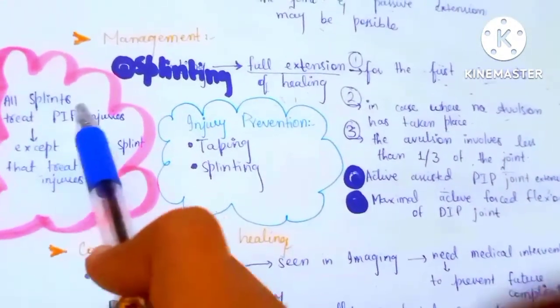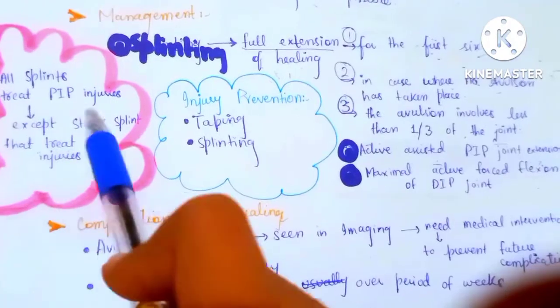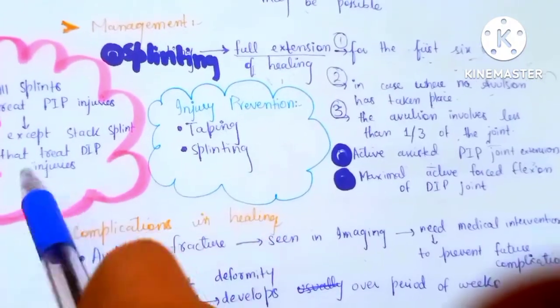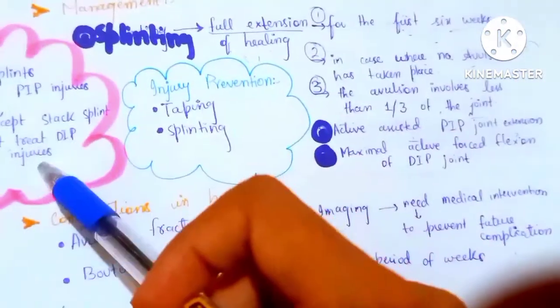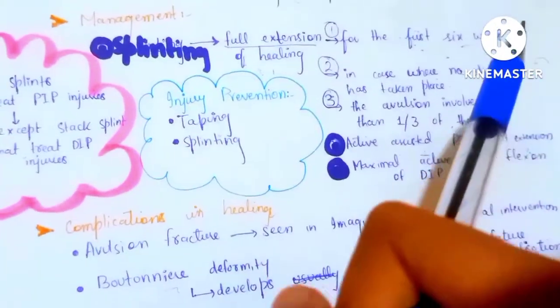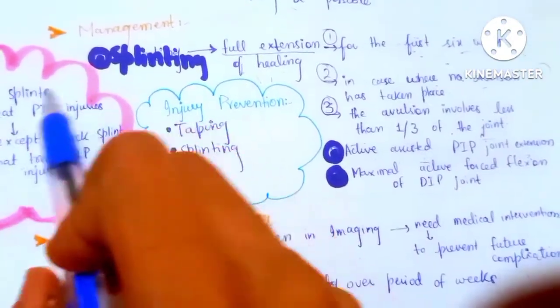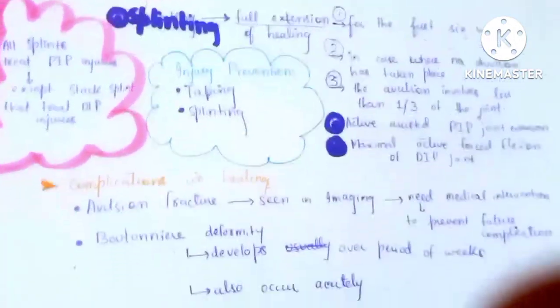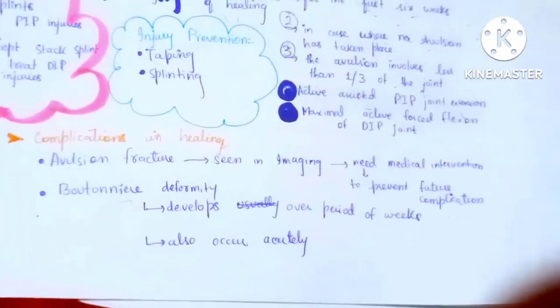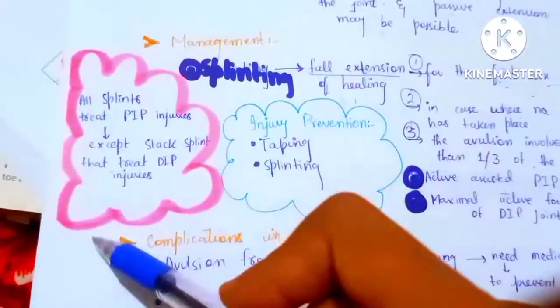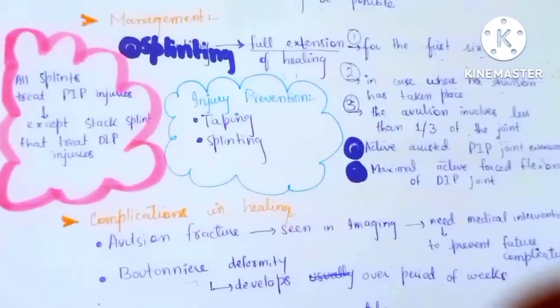Now the main point is all splints treat PIP joint injuries, except the stack splint, which treats DIP joint injuries. DIP injuries are mainly treated by the stack splint, but all splints are used for PIP injuries. That is the simple splint information.